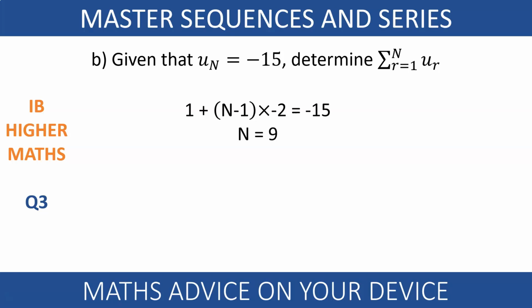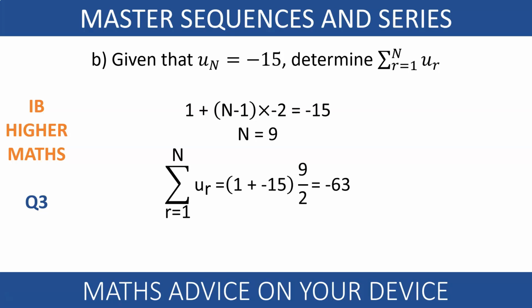So we need to add the first 9 terms of our arithmetic sequence. And this can be quickly evaluated using the formula: the first term plus the 9th term, times 9 over 2. This is negative 63.